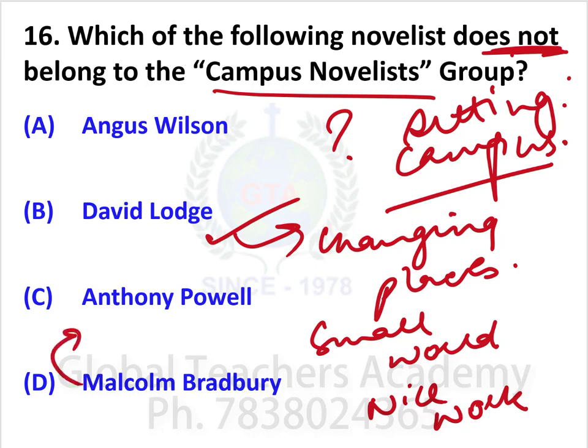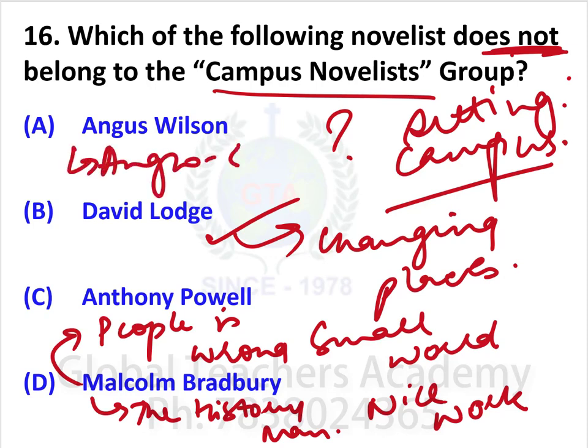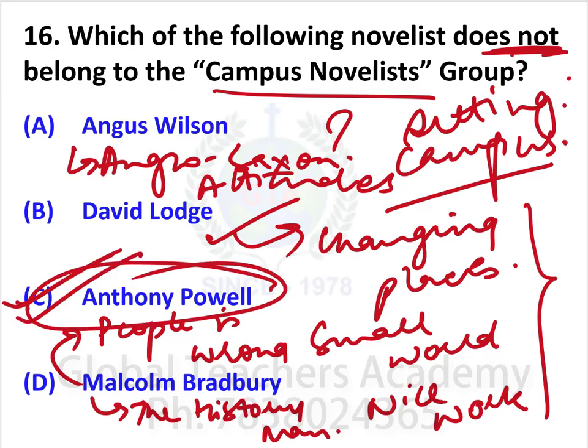Then there is Malcolm Bradbury, who's written Eating People Is Wrong and The History Man, which are two of his important campus novels. Then there is Angus Wilson, who's also written a campus novel. It's called Anglo-Saxon Attitudes. Dates are not too important for you, but remember the chronological order of David Lodge's campus trilogy. Right? So it's only Anthony Powell who's not written a campus novel.